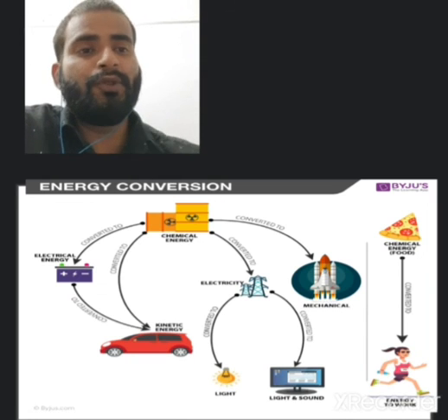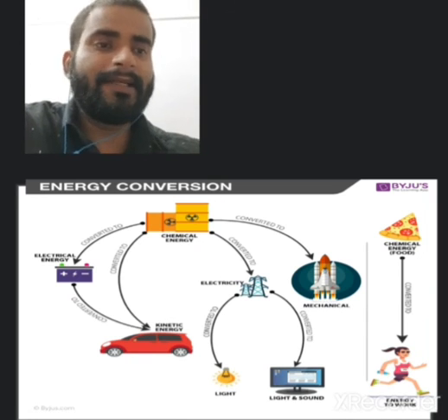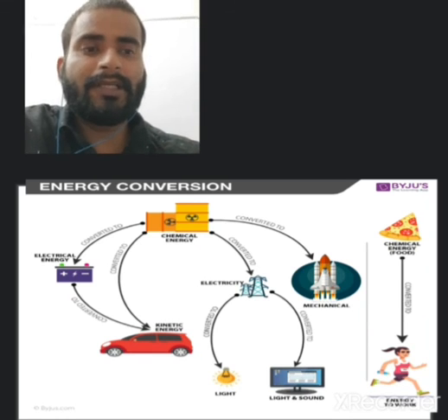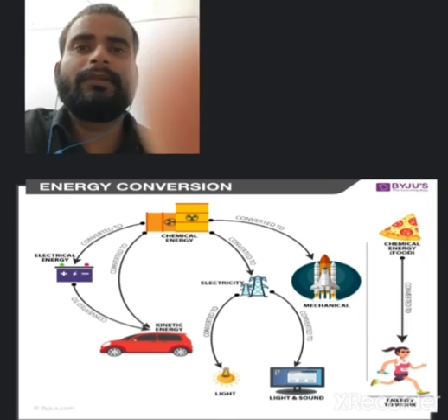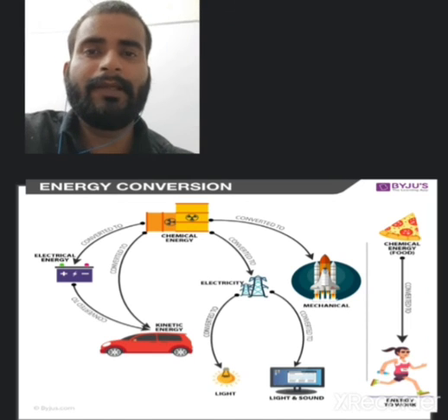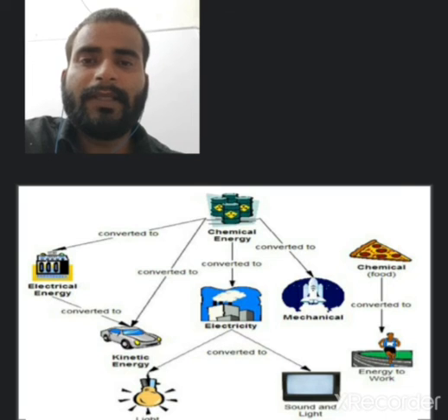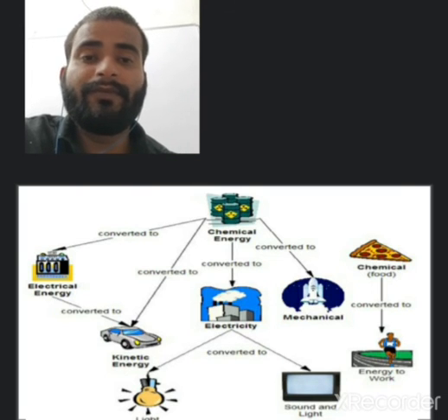A microphone converts sound energy into electrical energy. A photocell converts light energy into electrical energy. A lever transforms muscular energy into useful mechanical energy. So energy is interconvertible. Easily we can say here that it converts from one form to another form.